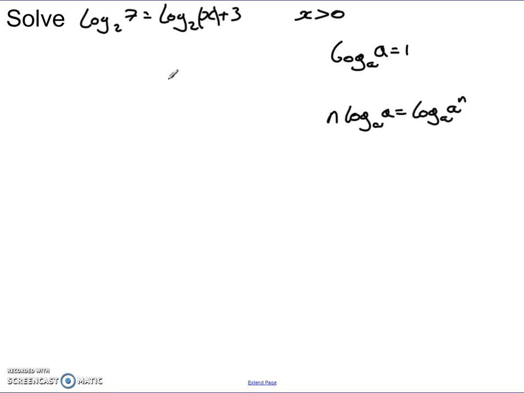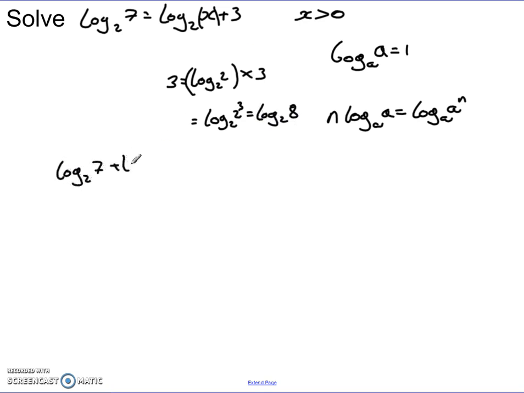If I take 3 and write 3 as log to the base 2 of 2 times the 3, so if I just put the log to the base 2 there, that's me using this first rule, but I can then use this second rule to say that that's log to the base 2 of 2 cubed, which is log to the base 2 of 8. If I do that and plug this back in, I get log to the base 2 of 7 equals log to the base 2 of x plus log to the base 2 of 8. I can then use my rules of logarithms to simplify both sides and work it through from there.